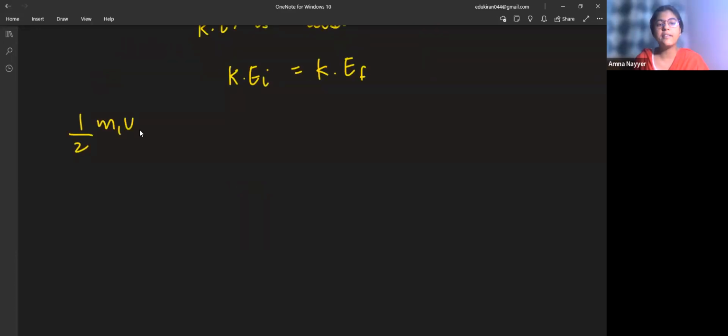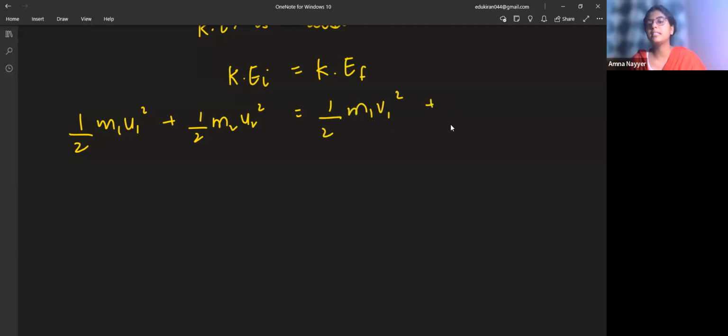Now, what is the formula of kinetic energy? Half mv square. So mass is m1, velocity is u1, so half m1 u1 square. Now mass is m2, initial velocity is u2, so this becomes half m2 u2 square. This is the total initial kinetic energy that we have. Now coming to total final kinetic energy. Mass is m1, velocity is v1, so this becomes half m1 v1 square plus half m2 v2 square.